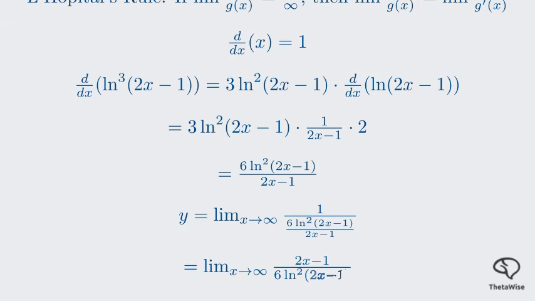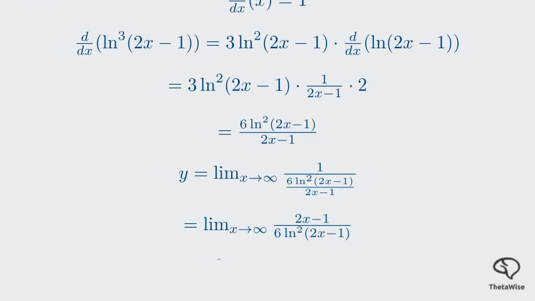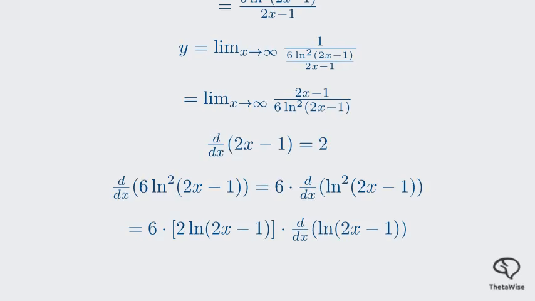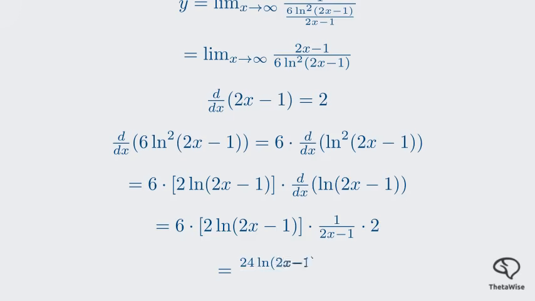Notice that this is still of the form infinity over infinity. Since we still have an indeterminate form, we must apply L'Hopital's rule again. We'll find the derivatives once more. The derivative of the new numerator 2x minus 1 is 2. For the denominator, we use the chain rule again. It's 6 times the derivative of ln squared of 2x minus 1, which we just found. This gives us 6 times 2 ln of 2x minus 1 times 1 over 2x minus 1 times 2. Simplifying, we get 24 ln of 2x minus 1 all over 2x minus 1.